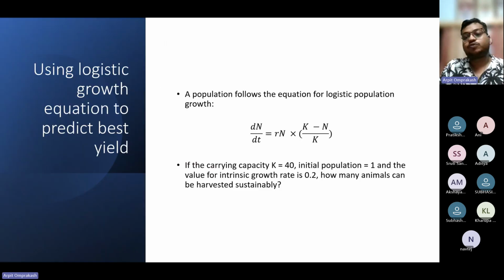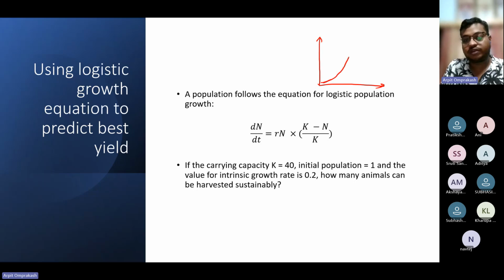Right. So one way we can do this is using the logistic population growth equation. If you recall, we talked about this before. So this is how a population grows. Initially there are a few individuals, then there's a lag phase where it slowly grows.